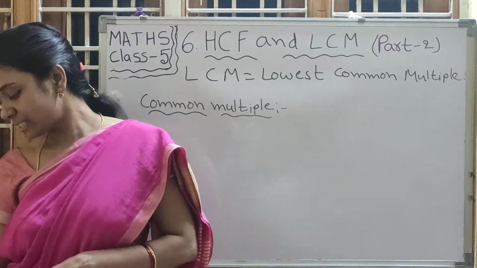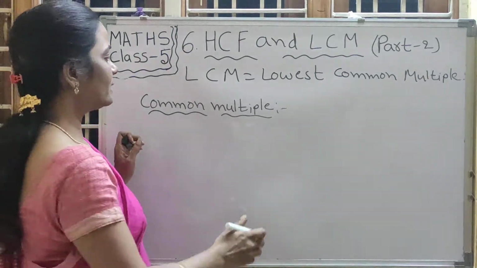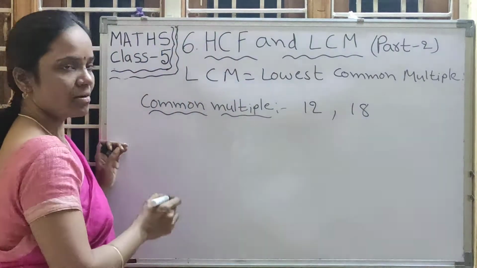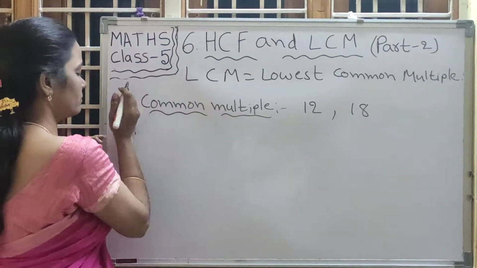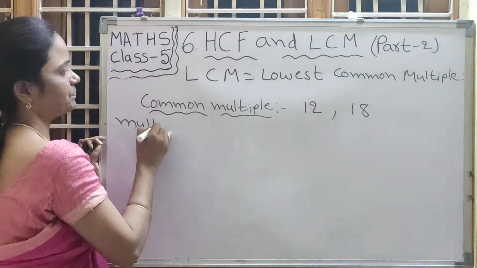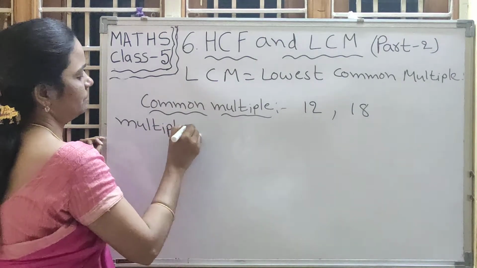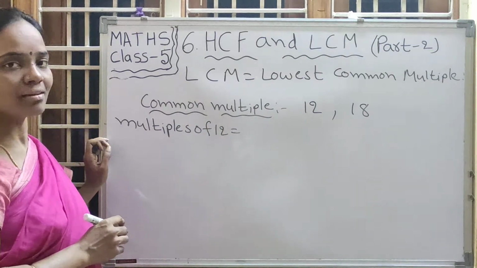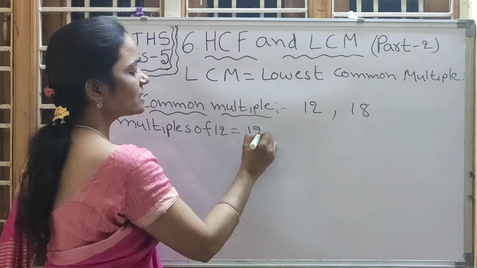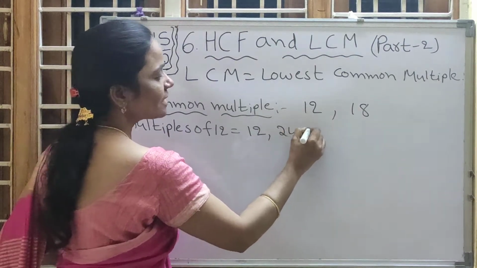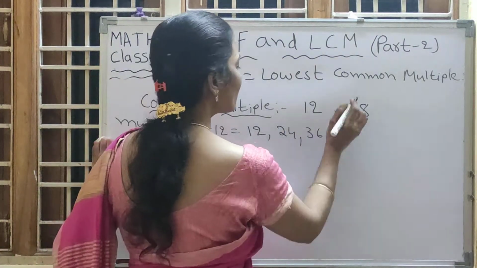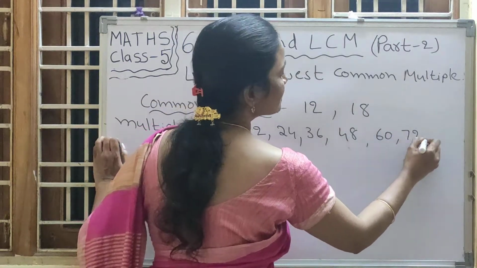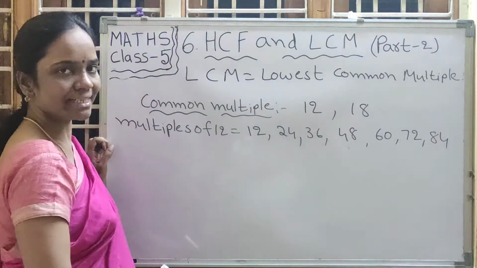Shall we take one example, children? Yes. So write down the common multiples of 12, 18. Okay, first write down the multiples of 12. So what are multiples of 12? Yes. We know that 12 ones are 12, 12 twos are 24, 12 threes are 36, 12 fours are 48, 12 fives are 60, 12 sevens are 72, 12 eights are 84. Only 8 I am writing here.